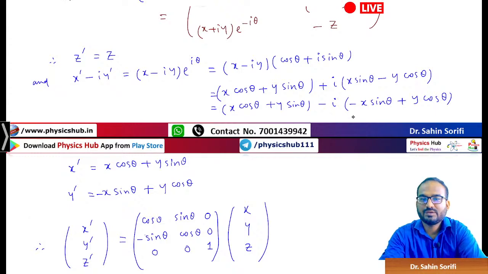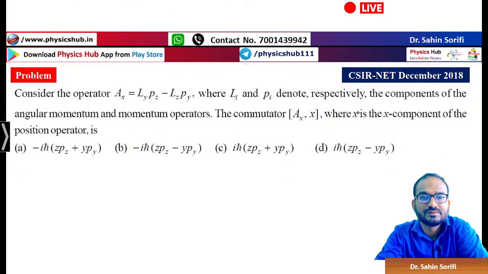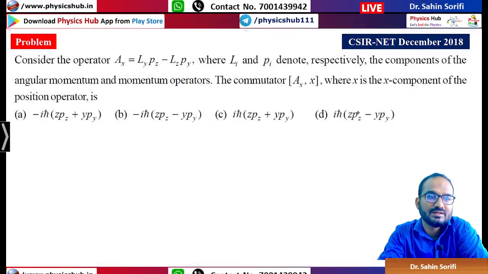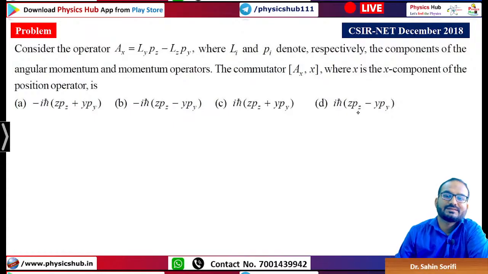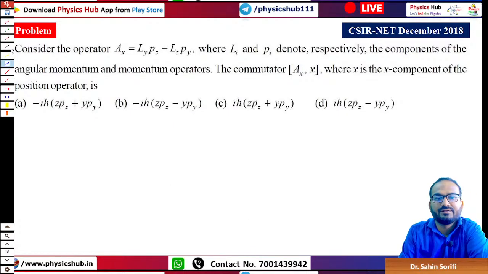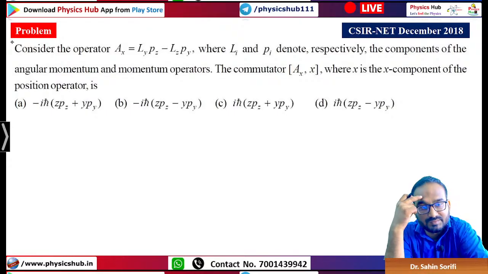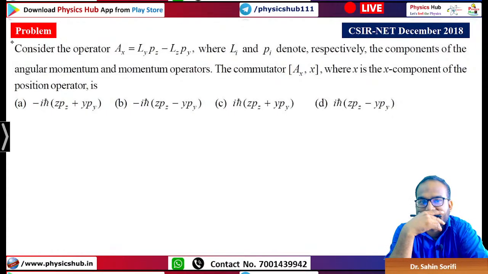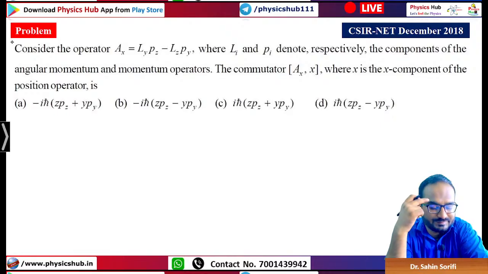Okay, two more problems we have to do. This one, second last problem. Consider the operator x, Ly Pz minus Lz Py, where Li and Pi denote respectively the components of the angular momentum and momentum operators. The commutator of x, where x is the x component of the position operator, is. Can you do this?